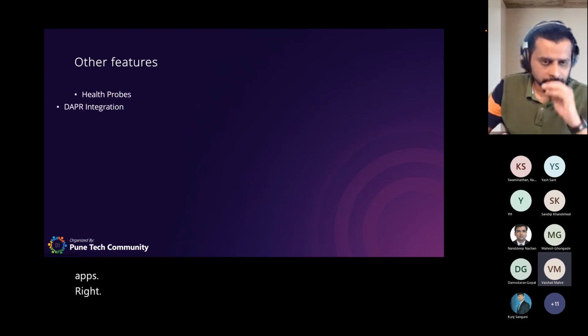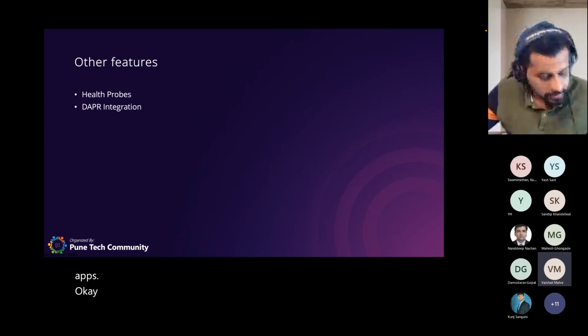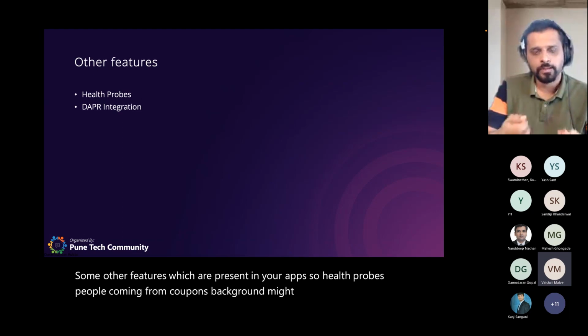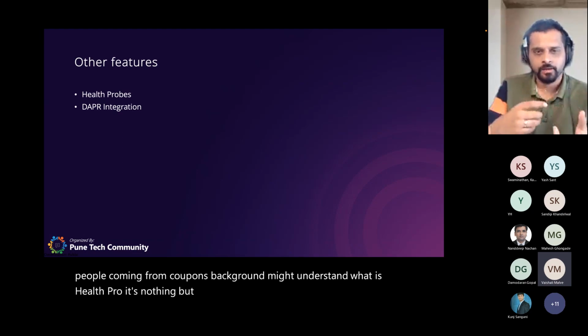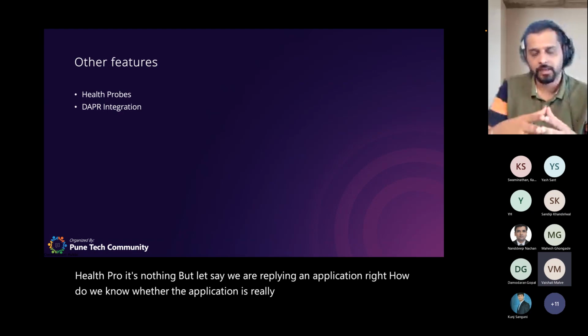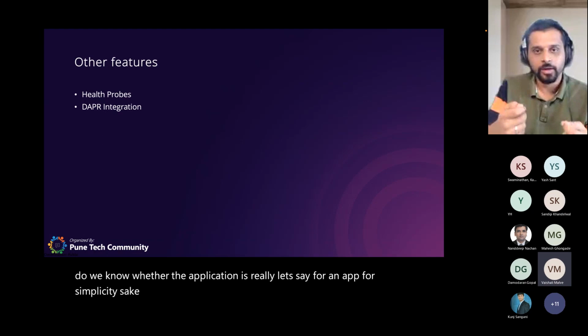Okay, and there are also some other features present in container apps. So health probes: people coming from a Kubernetes background might understand what a health probe is. It's nothing but, let's say we are deploying an application. How do we know whether that application is really ready? For simplicity's sake, let's say I've deployed an API endpoint, like a .NET Web API.